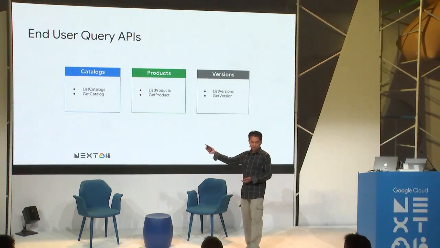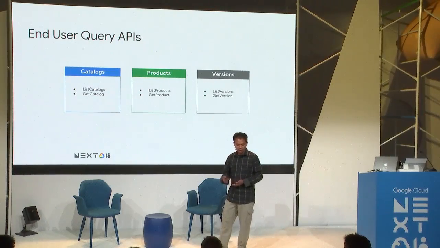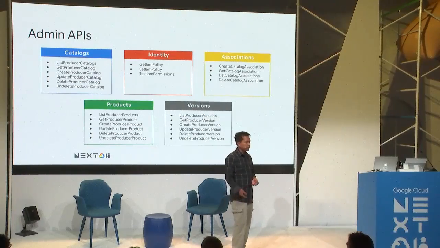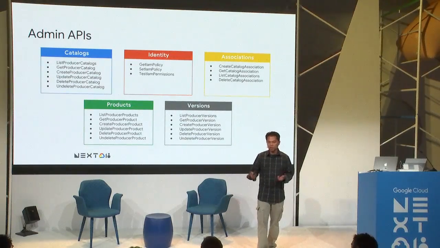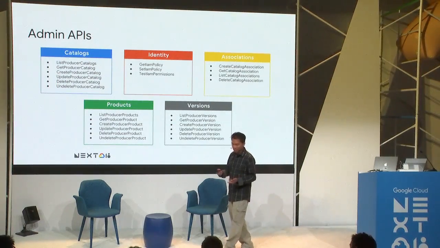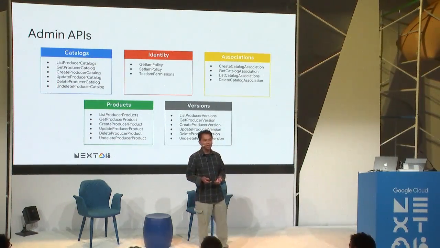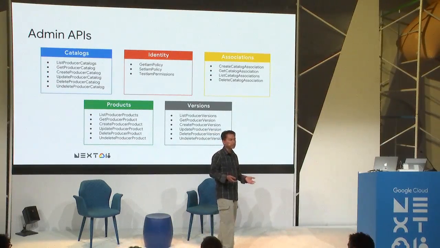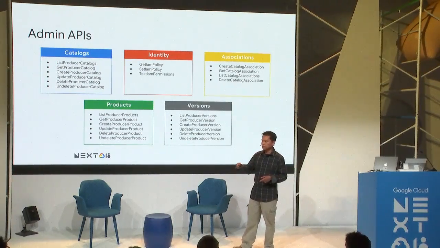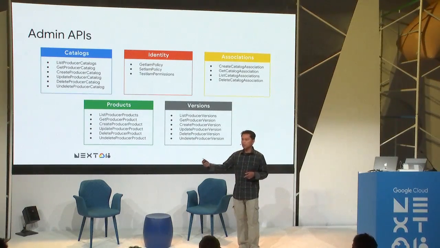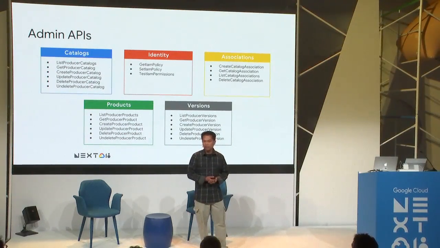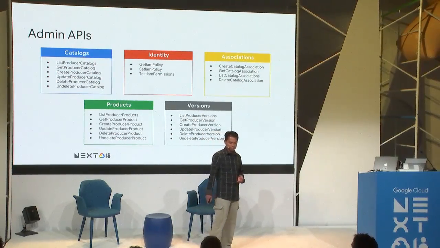So for end user query APIs, we've got catalogs where you can list and get catalogs. You can do products. You can do versions. On the admin side, we've got catalogs, so you can create catalogs, update catalogs, delete catalogs. I think we have an undelete catalog as well, if you screw up. We have identity, so you can check what the identity of the user is and what roles they have. We have association, which is what I called sharing earlier. These are APIs to share the catalog with some part of the GCP hierarchy. And then, of course, the products and version APIs as well for your solutions.